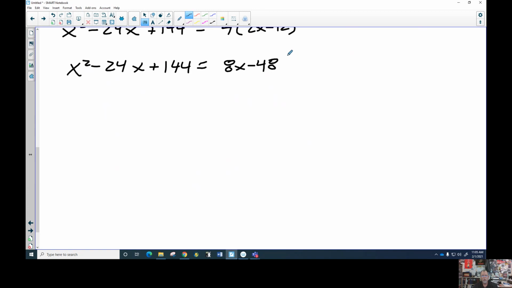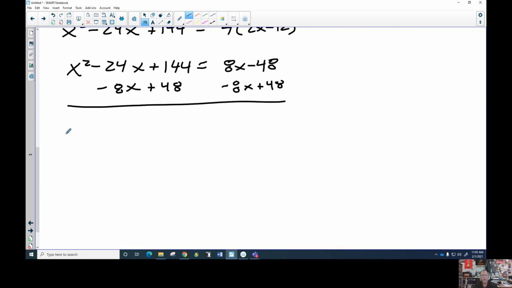And we can move everything to one side, subtracting 8x and adding 48. We get x squared minus 32x plus, what is that, 192 it looks like? 192 equals 0. All right, now, how do we want to solve this? Well, we could do a couple things. I see that completing the square would work pretty well with this because we've got a nice x squared. So why don't we do that? You could also use quadratic formula. Factoring, maybe.